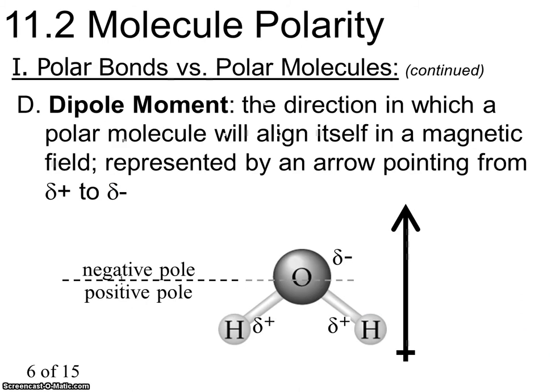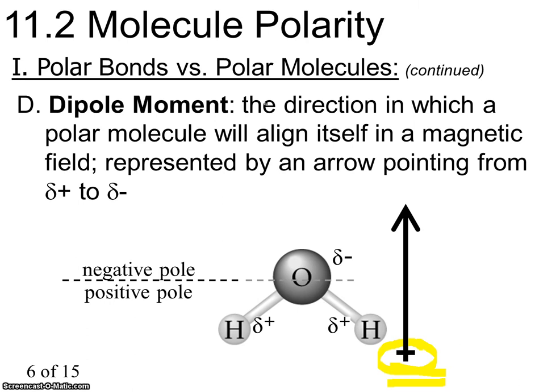It means that it is going to have a dipole moment, which is a direction in which the polar molecule will align itself in a magnetic field. So if we were to put water into a magnetic field or an electric field, we would find that all of the water would orient itself in one particular direction. And that direction is determined and noted with this arrow here. So the arrow always shows the general direction in which the negative electron or the negative side of the pole is, and the little plus at the other end denotes the positive side of the pole.